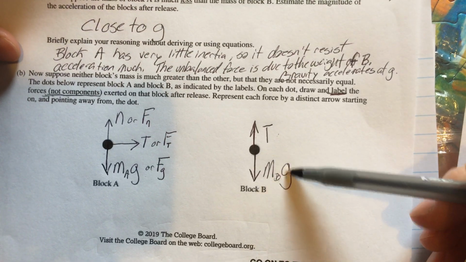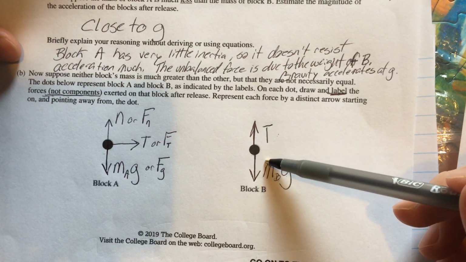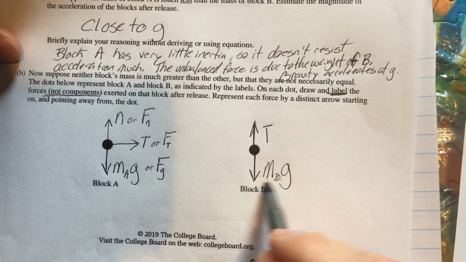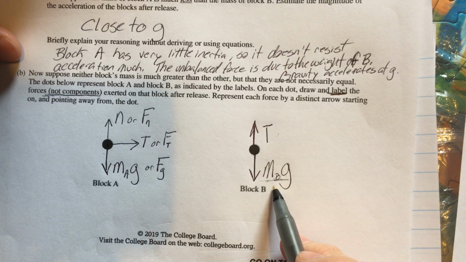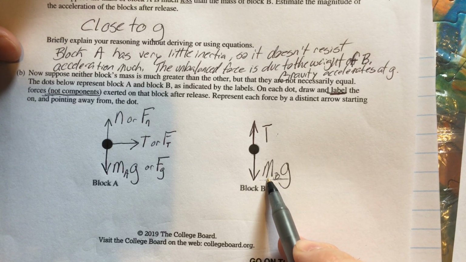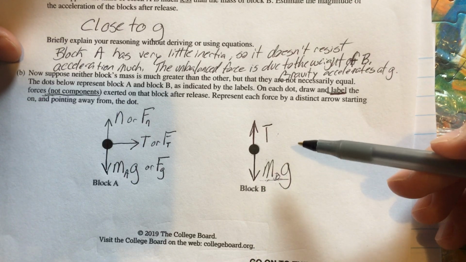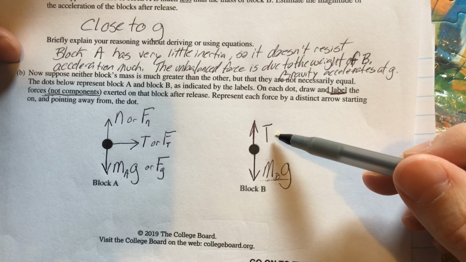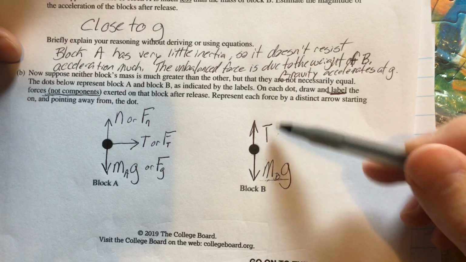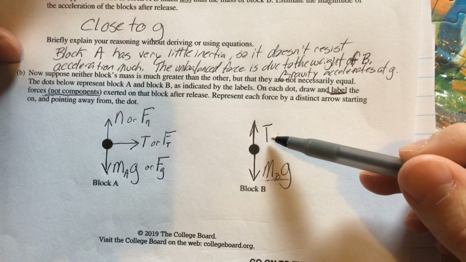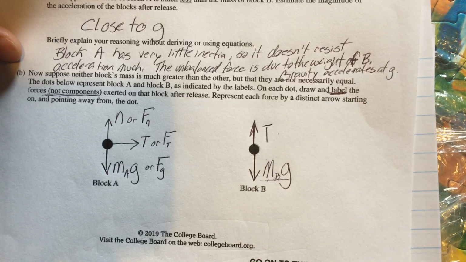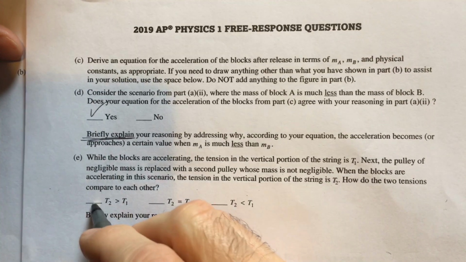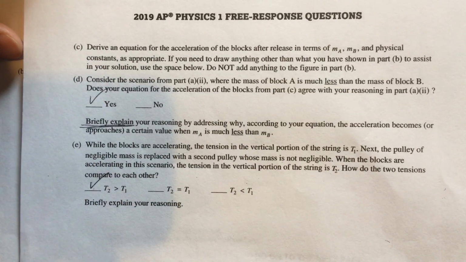if we look, the free body diagram for block B is still going to be the same. And the other thing that's the same is the weight of block B, because its mass didn't change. So if it's accelerating slower, that means the tension must be greater. The tension that's opposing the weight must be greater than it was in the previous scenario. So I'm going to say T2 is greater than T1.